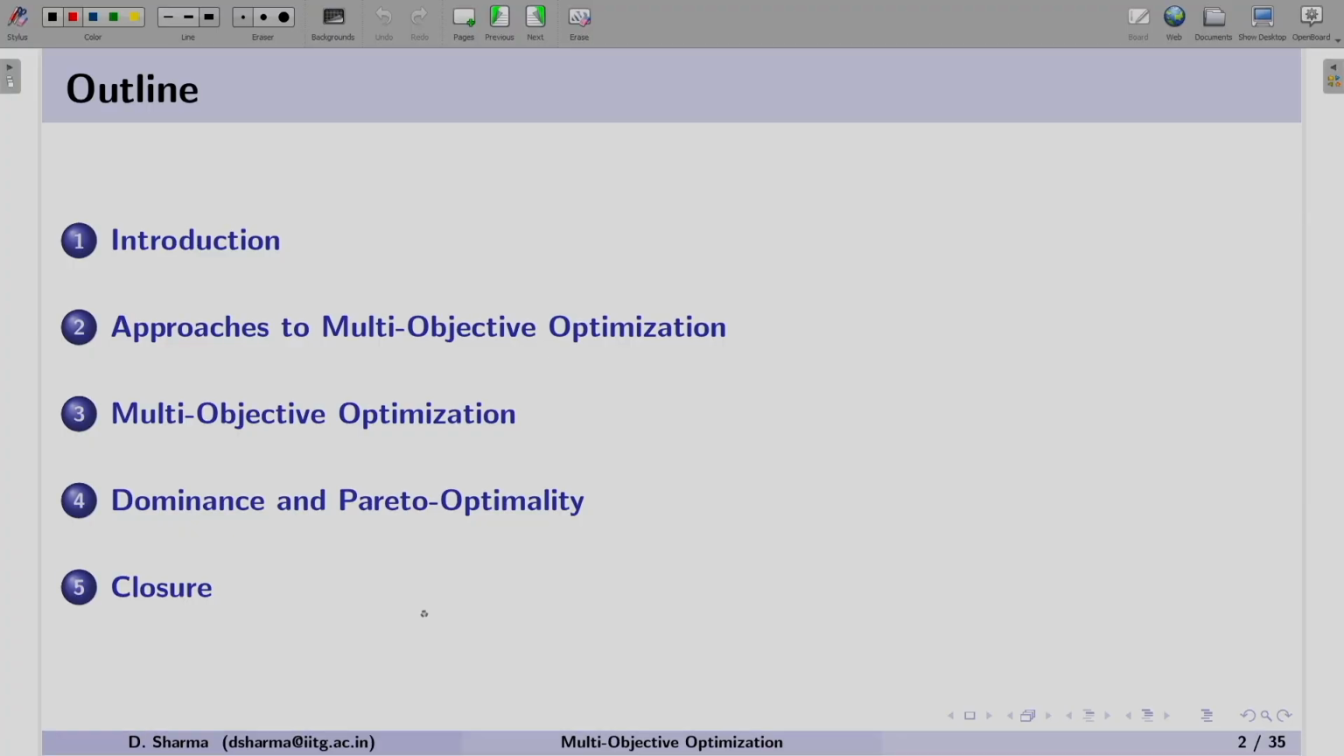Welcome to the session on Introduction to Multi-Objective Optimization. In this particular session, we will be introducing multi-objective optimization. Thereafter, we will discuss the approaches to multi-objective optimization. Afterwards, we will be discussing the problem formulation and various other details about the same. Then we will discuss dominance and Pareto optimality, and then finally we will conclude this session.